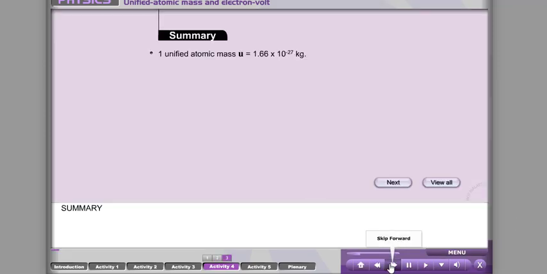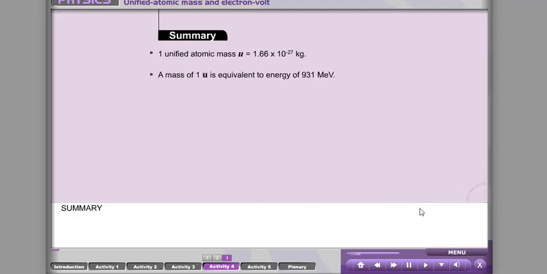Summary. 1 unified atomic mass unit U equals 1.66 times 10 to the power minus 27 kilogram. A mass of 1 U is equivalent to energy of 931 mega electron volts.